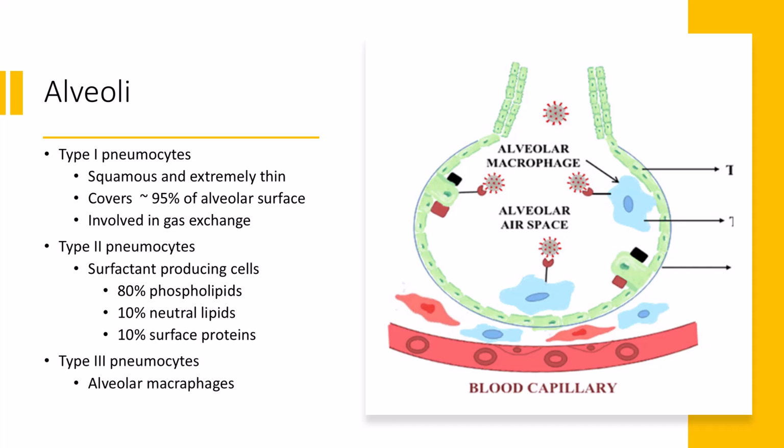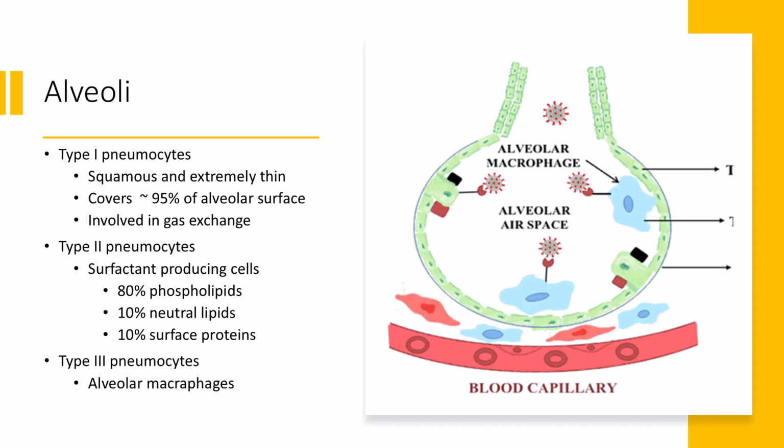Surfactant is critical for preventing alveolar collapse during exhalation by stabilizing the alveoli and reducing the effort required to reinflate them during inhalation. Without surfactant, the alveoli would collapse, leading to respiratory distress. Type 2 pneumocytes also play a role in repairing and regenerating the alveolar epithelium, as they can differentiate into type I cells if needed.